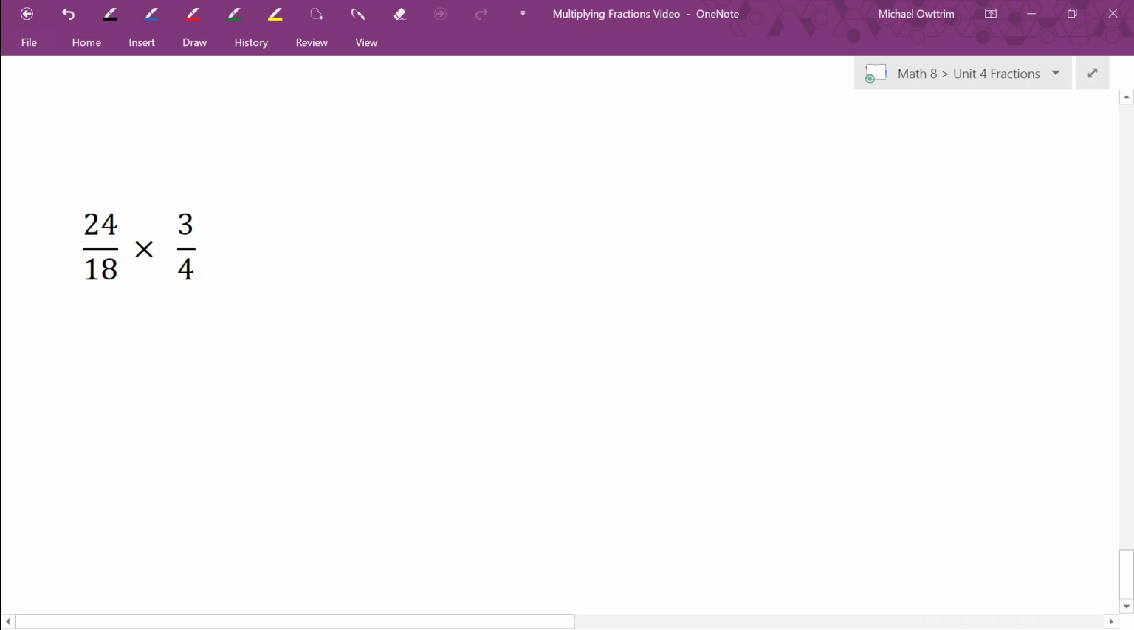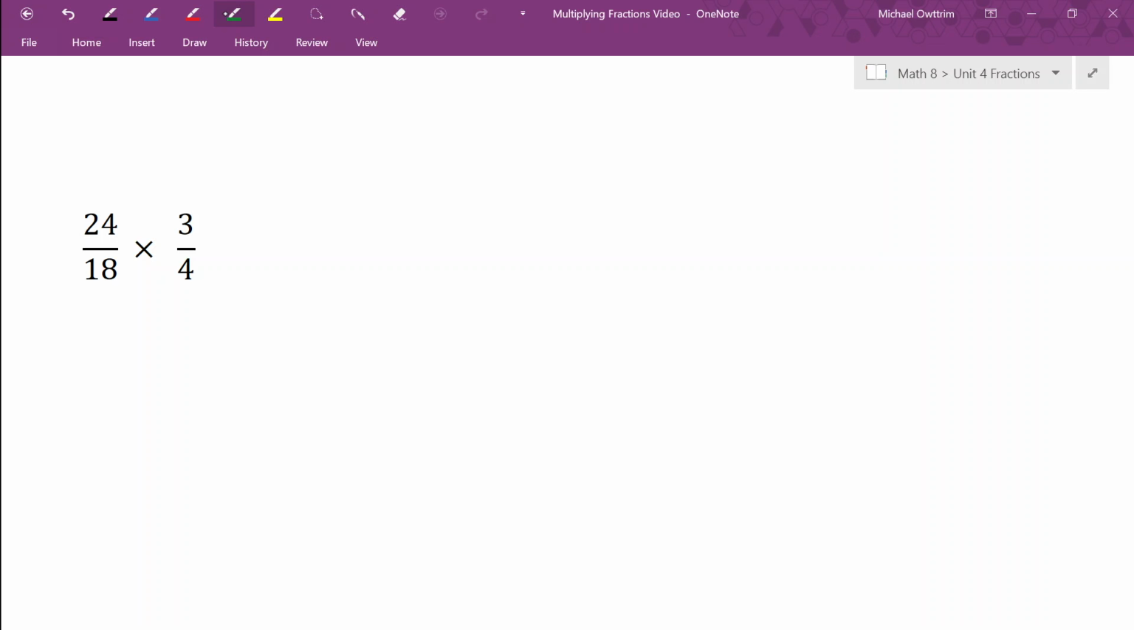Now, if I tried to draw this out, or if I was asked to draw this out, it would be a bit of a pain as it is. I don't want to draw 24 columns, and how do I have 24 out of 18 in general? But what I can do is remember my rewriting trick, and I'm going to be able to simplify.